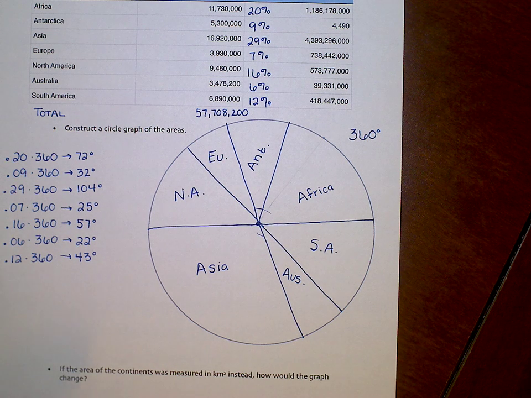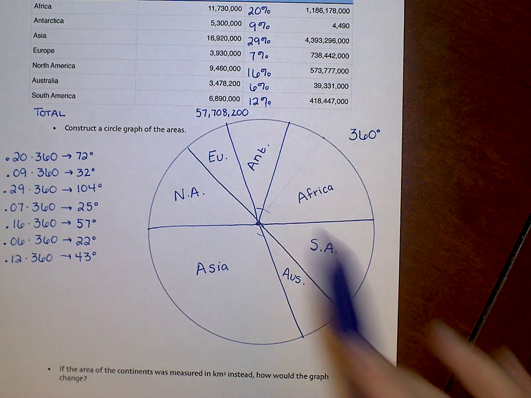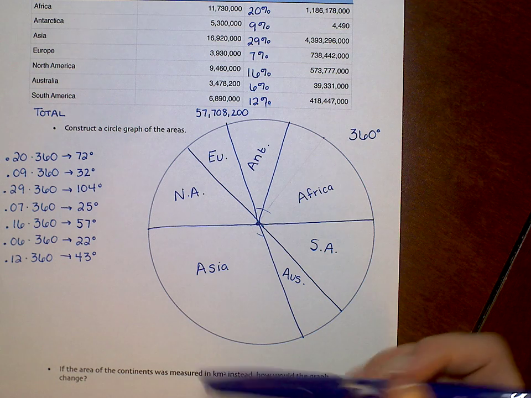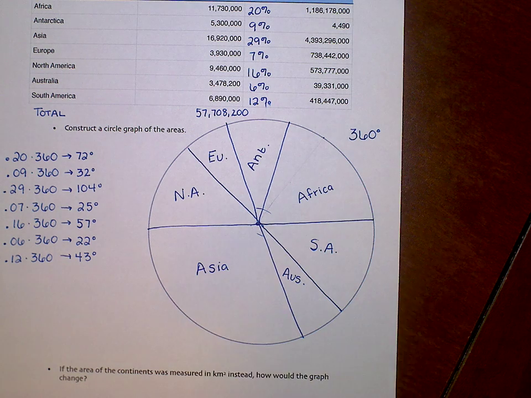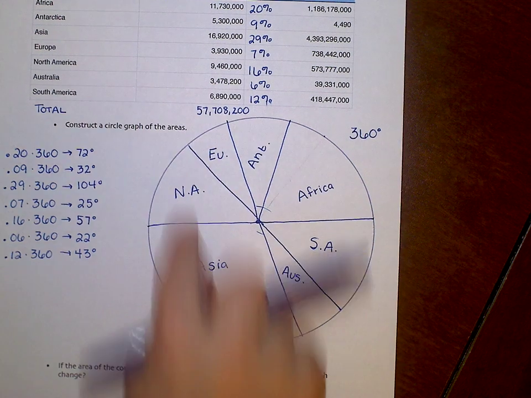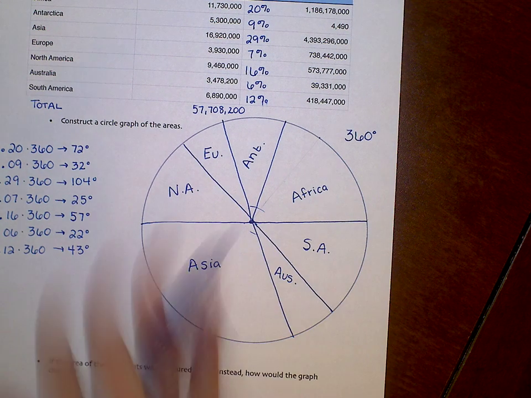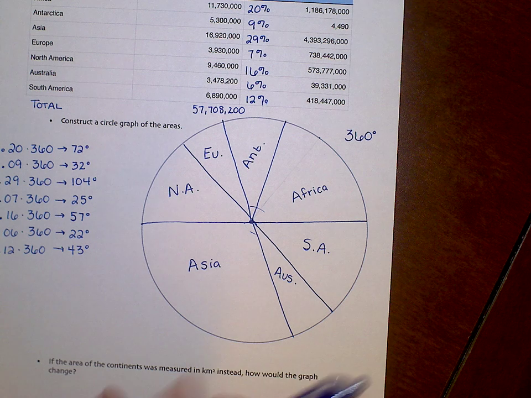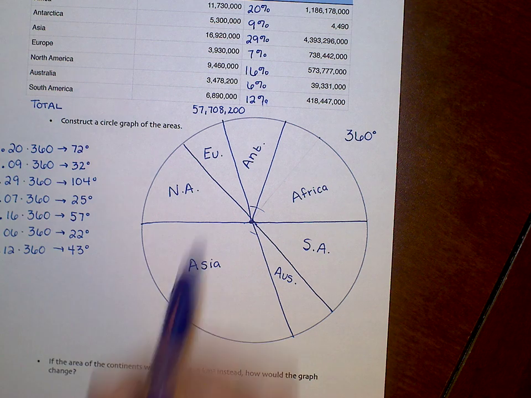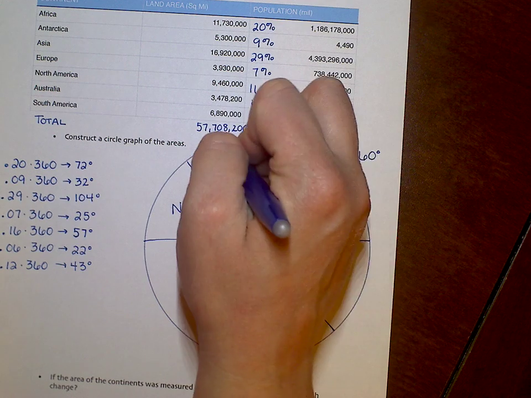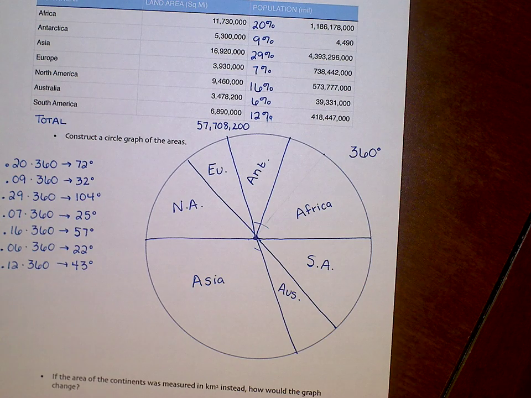Okay. Now, let's take a look at that last question. It says if the area of the continents was measured in kilometers or square kilometers instead, how would the graph change? Really, it shouldn't change at all because the purpose of this graph is not to show me how many square miles something actually is. It's to show me, for example, how does Asia compare to North America? And so if I change all of the measurement system, those proportions, those comparisons are still going to be the same, right? So my graph would not change one bit if I change this thing to square kilometers. These numbers would change, but when I go to turn them into percentages, the percentages would stay exactly the same.